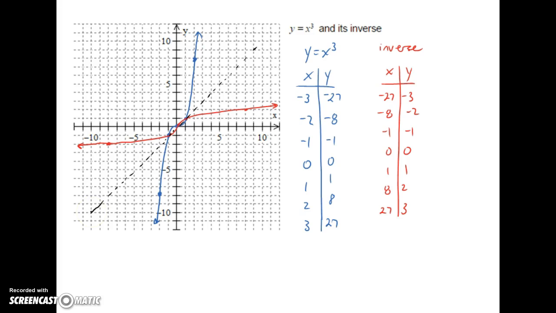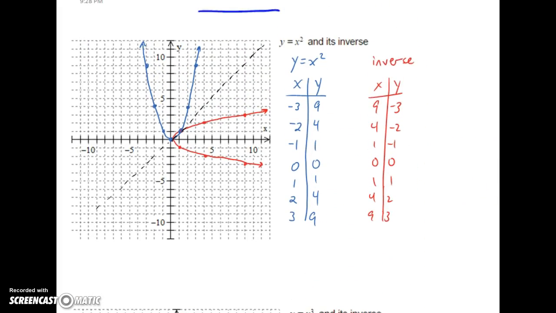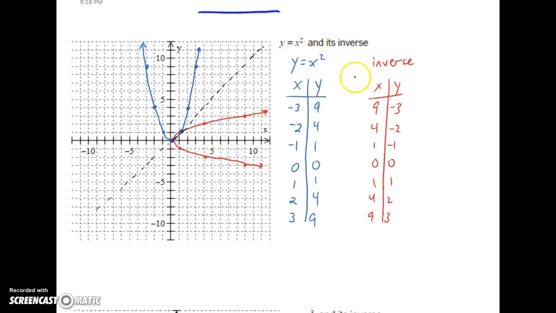Something interesting to notice here: the inverse of y equals x cubed is actually a function, because for each input there's only one output. But if we go back to the inverse for the y equals x squared function, here we have a problem, because for some inputs, like for 4, we have two different outputs, -2 and +2. Since we have two different outputs for the same input, this is not a function.